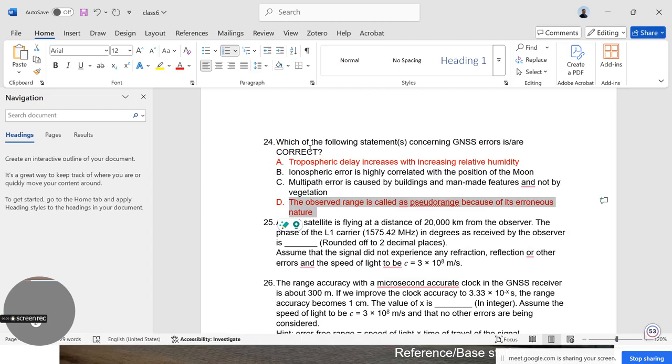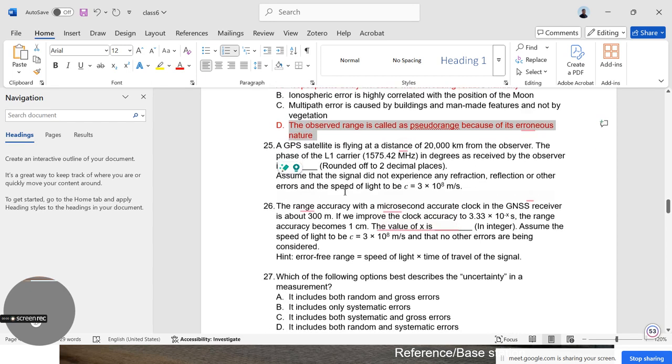It can also be created due to the topography, because if we have a slant, like a hilly kind of topography, then the signal will collide with the terrain and then come to the receiver as well. So in that case also it will create multipath error.